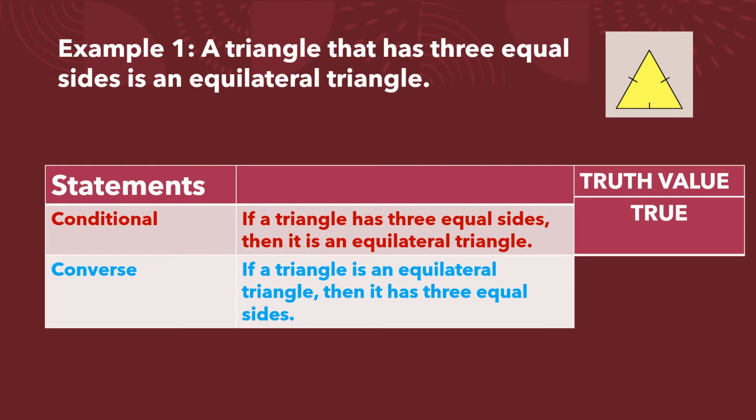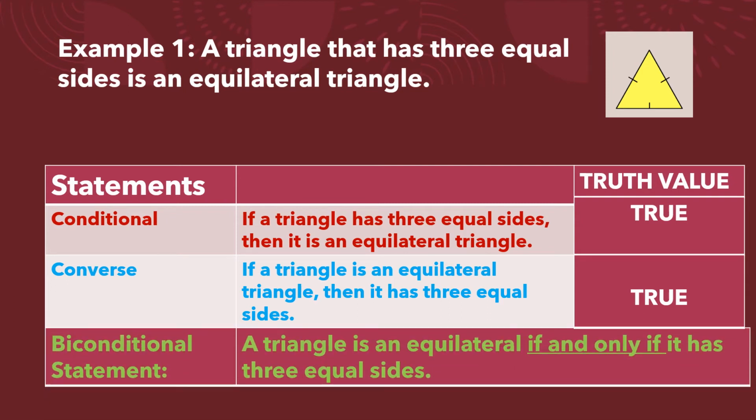How about for our converse? If a triangle is an equilateral triangle, then it has three equal sides. True or false? That's right, it's also true. So we met the two requirements. Our conditional is true, our converse is true. Therefore, we can write a biconditional statement. So we will combine those two and we can say a triangle is an equilateral triangle if and only if it has three equal sides.